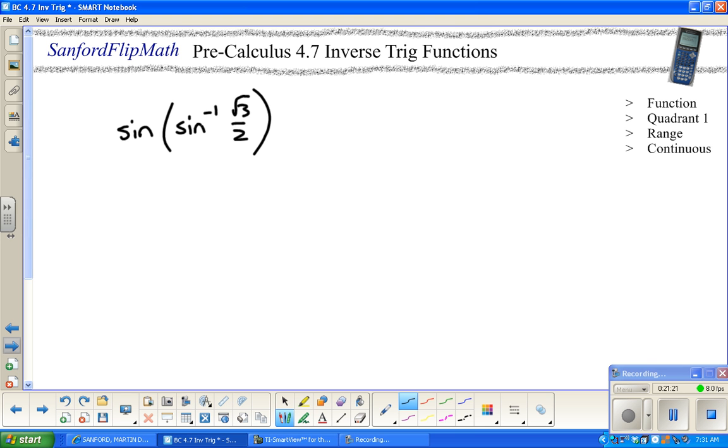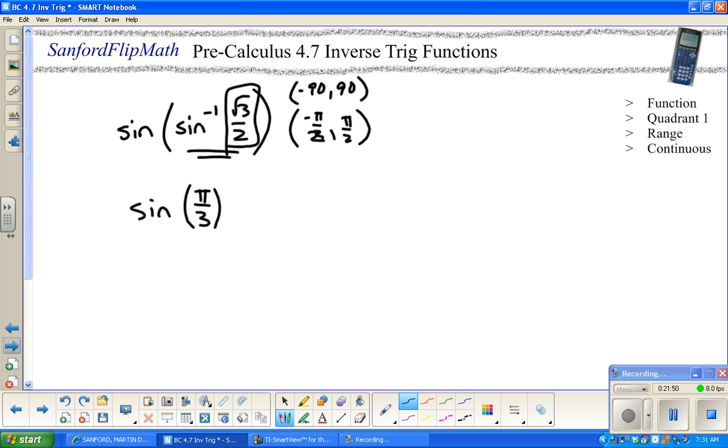Okay. This is a little more straightforward, because you don't have to worry about where it is, since that is taken care of with this. Okay, so inverse sine only has answers between negative 90 and 90, or negative pi over 2 and pi over 2. So what angle gets you a sine that is square root of 3 over 2? Well, that's actually a 60-degree angle. So all of this becomes pi over 3, or 60 degrees.